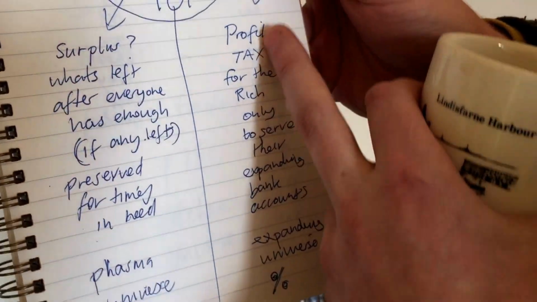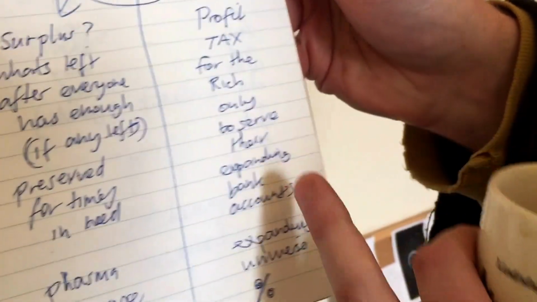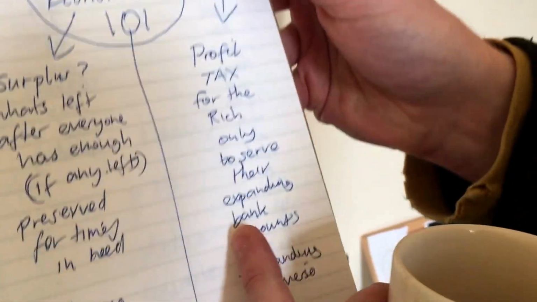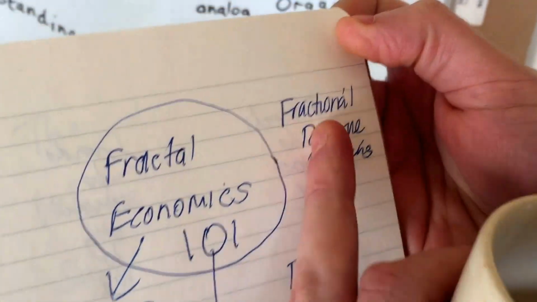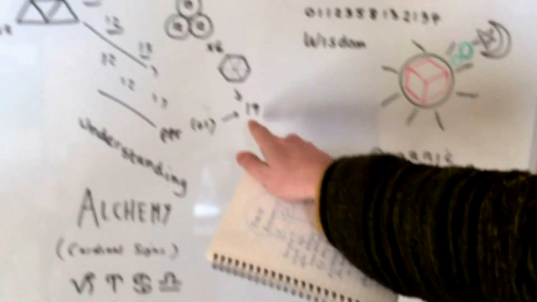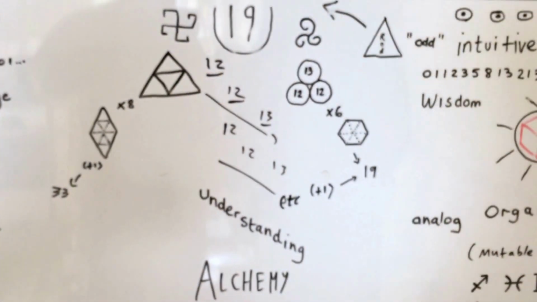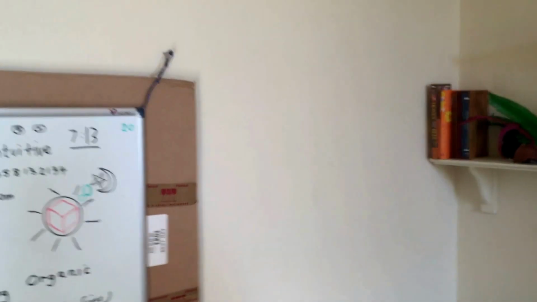Whereas this is basically just profit tax for the rich, to serve their expanding bank accounts. It's just their percentage. They're always after the percentage. Fractional reserve lending. They anchored that in the States in the year 1933, right? So we're neutralizing this. It's happening. What we need now is for Christine and various other people to come on board, and we're off.